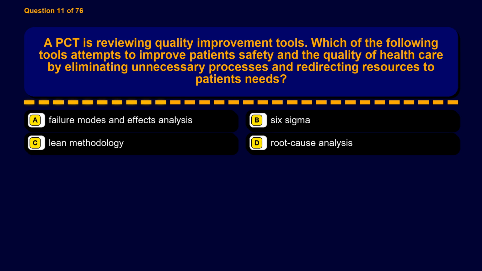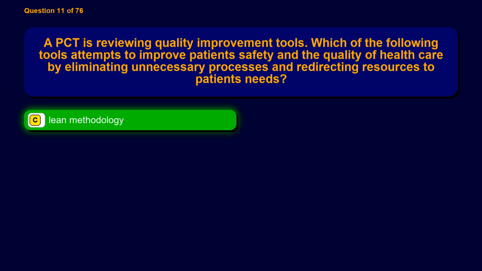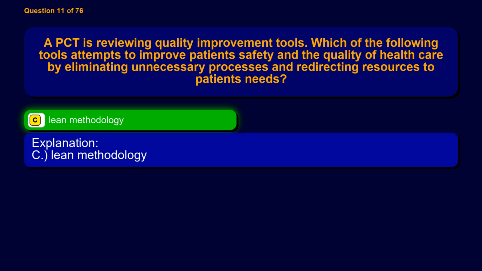Option A. Failure modes and effects analysis. Option B. Six Sigma. Option C. Lean methodology. Option D. Root cause analysis. The correct answer is option C. Lean methodology.